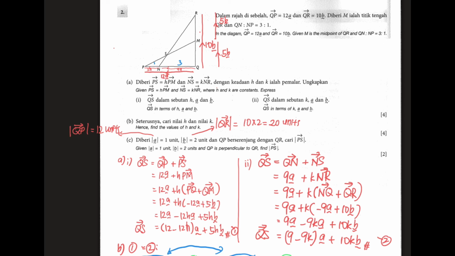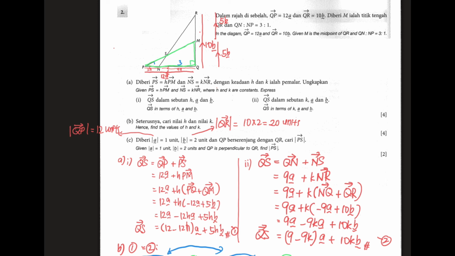Okay, we are also given that QP is perpendicular to QR. So QP, QR, they are perpendicular. So find the magnitude of PS. Find the magnitude of PS. Since it is a 2-mark question, I'm going to use this triangle, because this triangle involves PS.